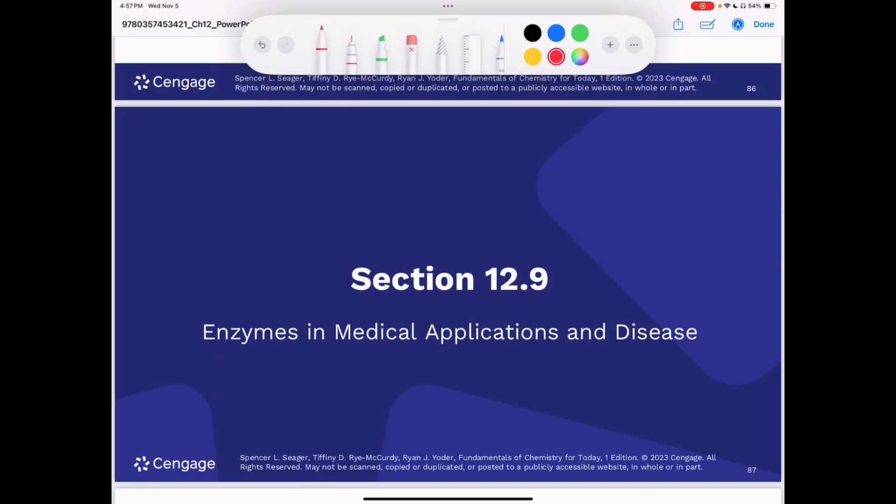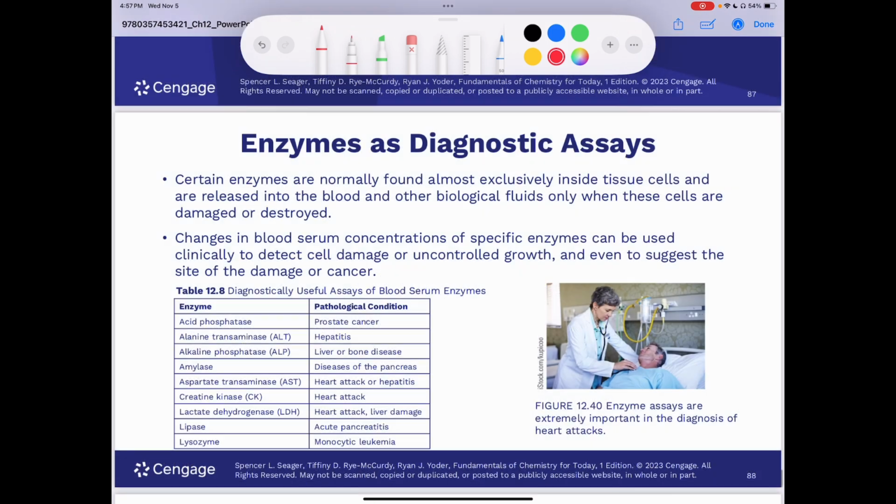Okay, our last section deals with enzymes in medical applications and disease. Certain enzymes are normally found almost exclusively inside tissue cells and are released into the blood and other biological fluids only when these cells are damaged or destroyed. And because of the normal breakdown and replacement of tissue cells that go on constantly, the blood serum contains these enzymes, but at very low concentrations.